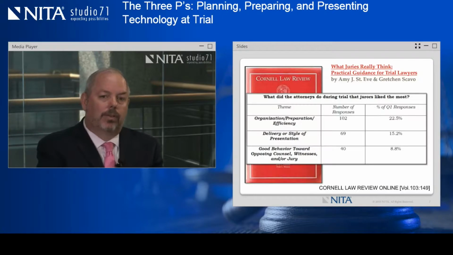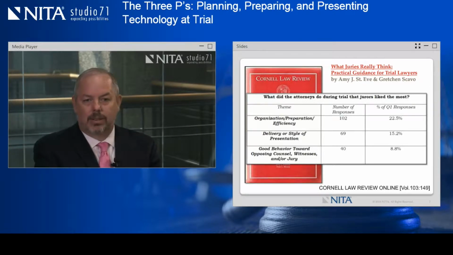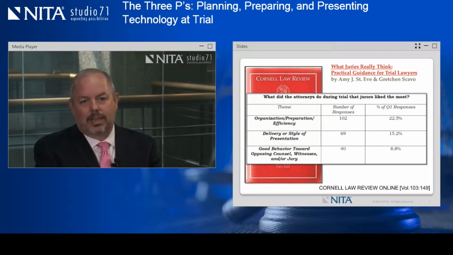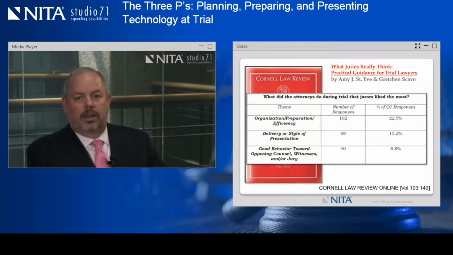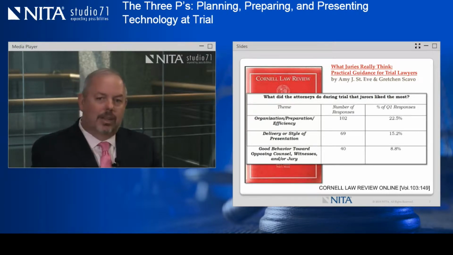Now, a study recently published in the Cornell Law Review titled, "What Juries Really Think, Practical Guidance for Trial Lawyers" by Judge Amy St. Eve and Gretchen Scavo of Winston & Strawn. It was a study of 500 jurors from 2011 to 2017 in the Chicago Federal Court on what they thought of their lawyers they saw at trial. In other words, what they liked and what they didn't.